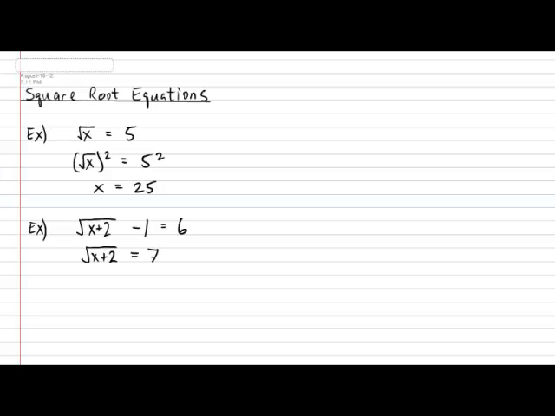And once the square root expression is isolated, then you are free to square both sides. So squaring both sides gets rid of the square root symbol, so that leaves our x plus 2. And squaring the right side gives us 49. And then finally, x is equal to 47. Next, I would like for you to try an example on your own.